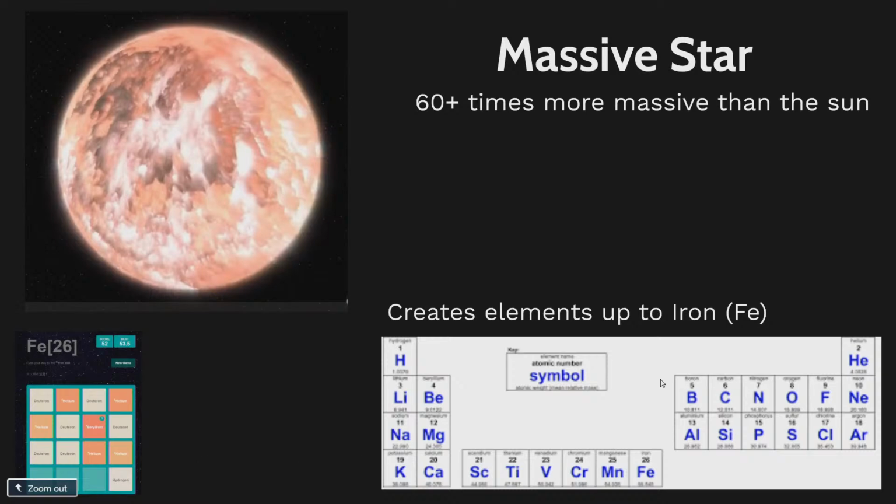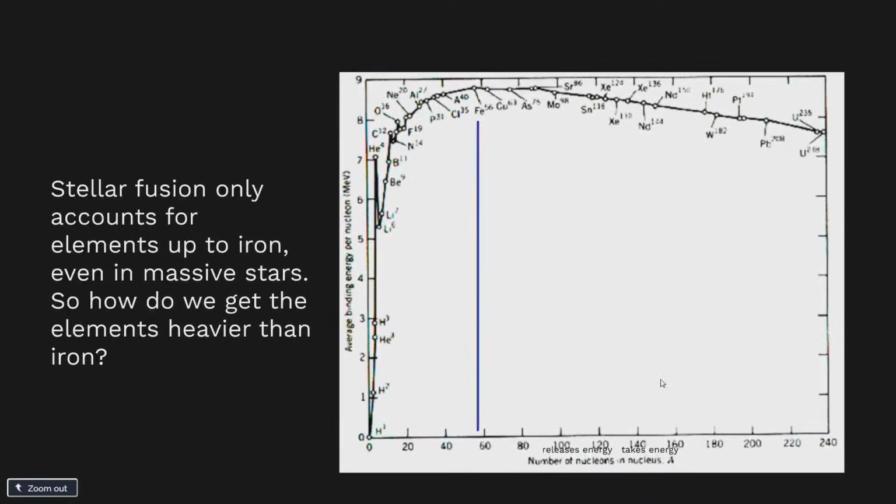And the reason for that, I'm going to come back to that in a second, is that up to iron, fusion will release energy, which will help the star burn. But beyond iron, you can see this curve is starting to go down. Fusion's going to take energy to happen. And so in stellar fusion, we only have fusion up to an iron core.